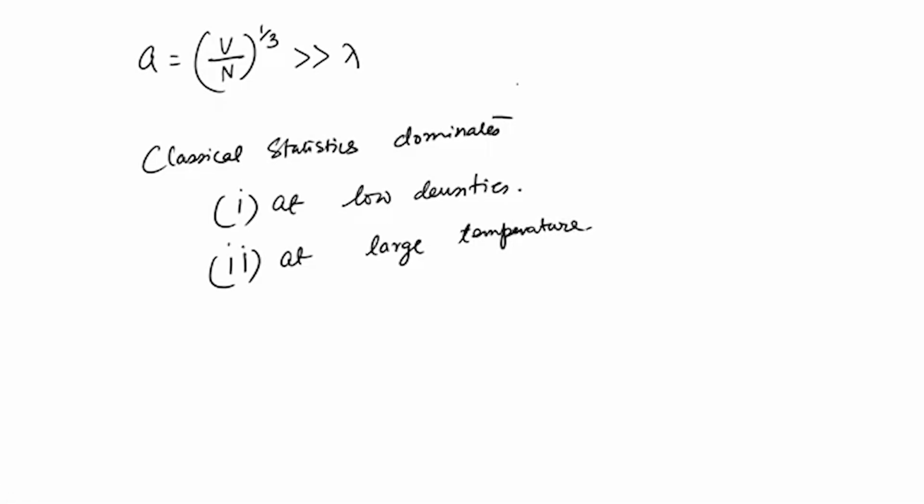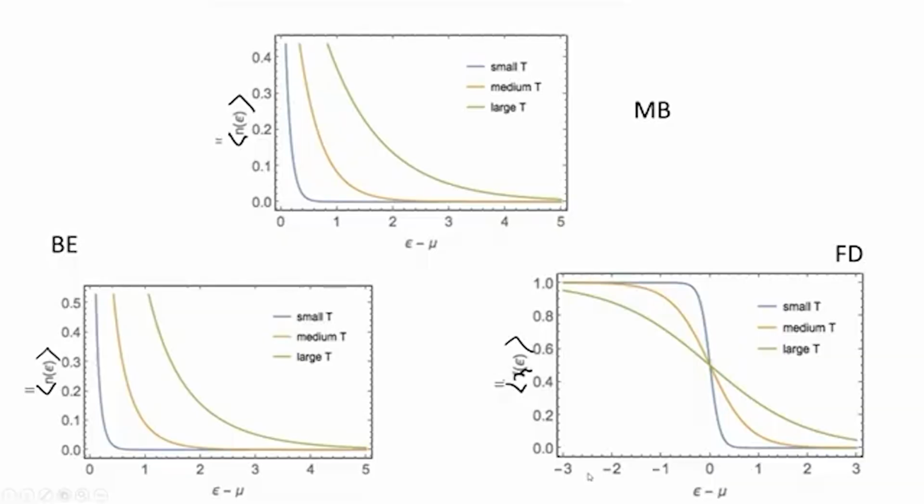Then both the quantum statistics boil down to classical statistics, and that is what we have seen in the picture as well. Here you see the large energy regime. We can also, as I said, put the x-axis as beta times epsilon minus mu. They would all give you the same, the average of n being much smaller.